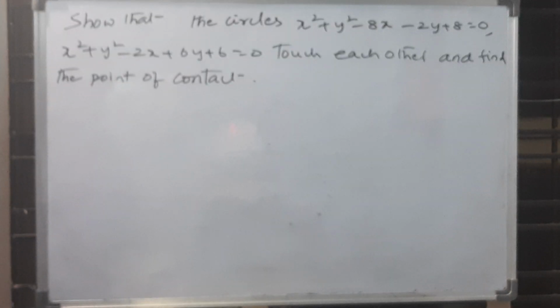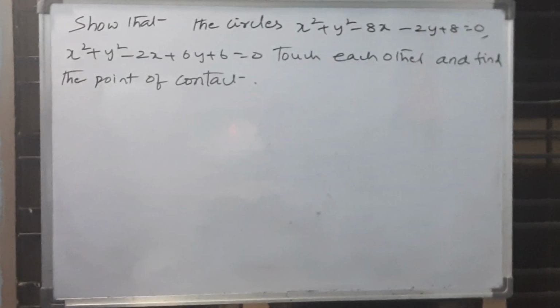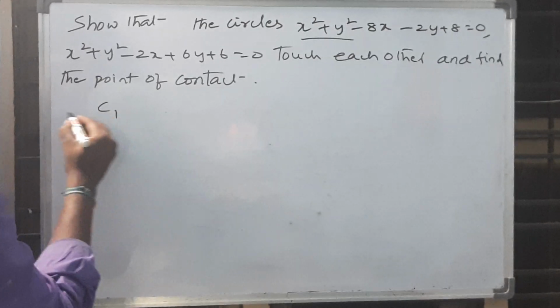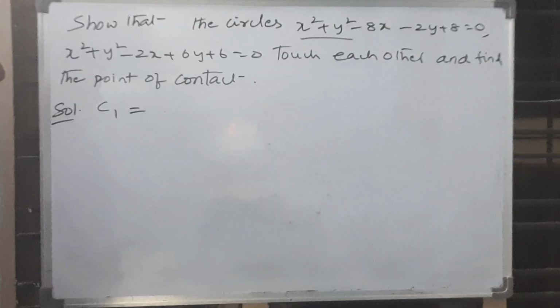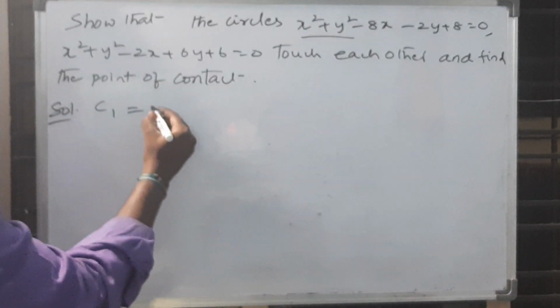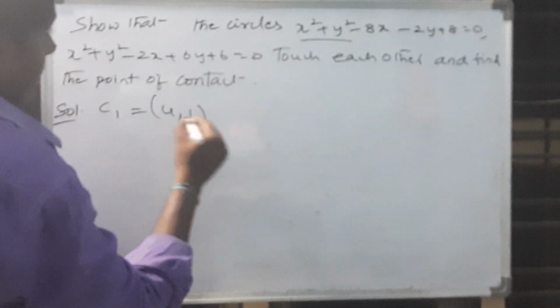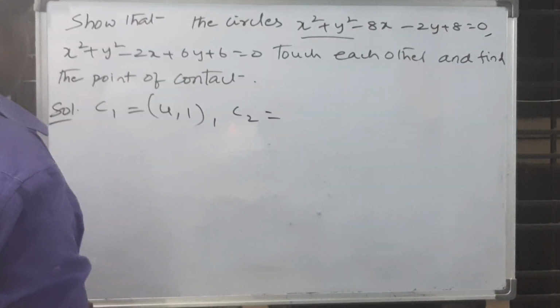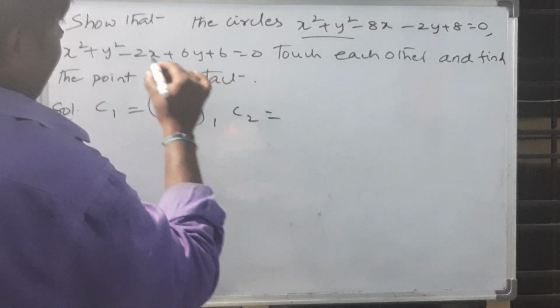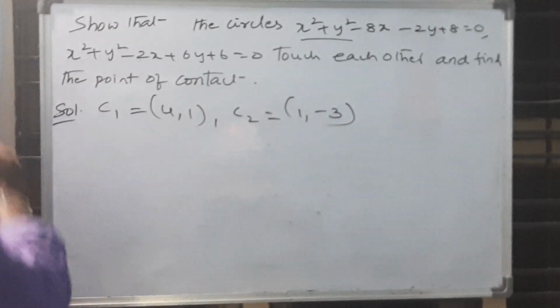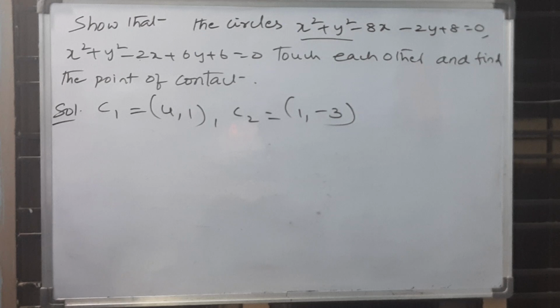So what is the first circle? X square plus y square minus 2x plus 6y plus 6 equal to 0. Second circle is x square plus y square minus 8x minus 2y plus 8 equal to 0. See, what is the center of first circle? Center is nothing but minus g comma minus f. G is minus 4, so minus g is 4, f is minus 1, so minus f is 1. Similarly, the center of the second circle is minus g, so minus g is 1, minus f is minus 3. 1 comma minus 3 is the center of the second circle.